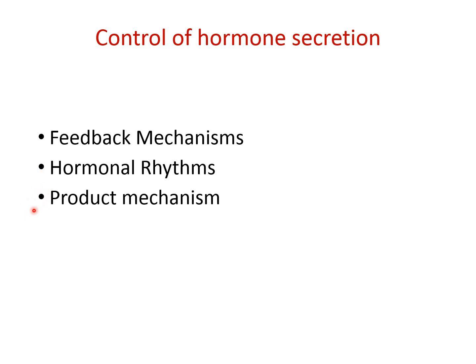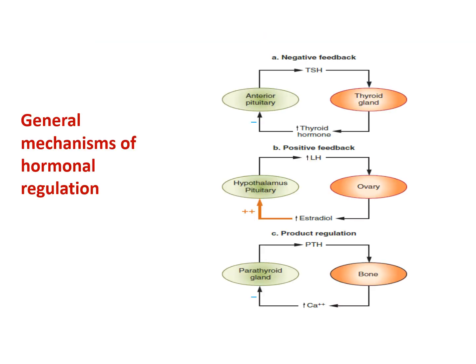For example, when a hormone is released and causes a change in the concentration of a certain substance, the increase in the concentration of that substance will go and inhibit the hormonal release. And this is best shown in the next slide right here.